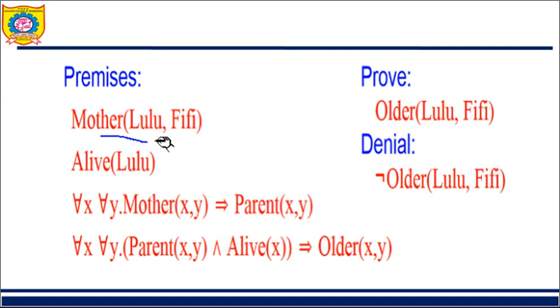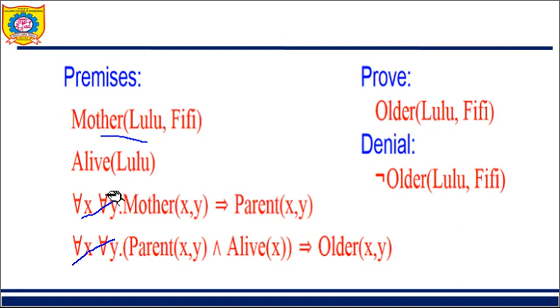First clause we have taken as mother Lulu Fifi, and for the second clause, what you need to do is, while you go for resolution, you just have to neglect this. After that you have to convert it into CNF. The moment I convert this into CNF, what do I get? Not of mother x comma y or parent of x comma y. Again convert this part also into CNF. Everything I expect in CNF.